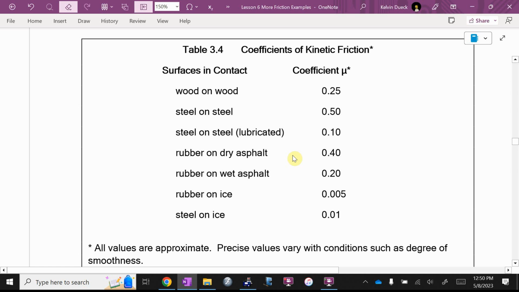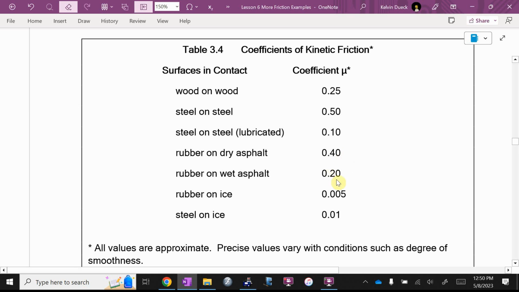Rubber on dry asphalt, anywhere from 0.4. This one varies. When is pavement the most sticky? When it's really cold or when it's really... Okay, this one varies a lot. On a hot day when you can feel your bike tires or your shoes are almost sticking to the pavement because they're almost getting melty, that's about 0.75. But standard pavement around 0.4.